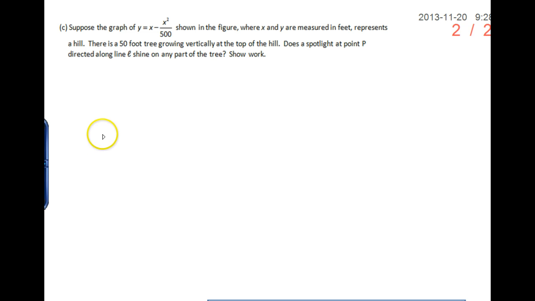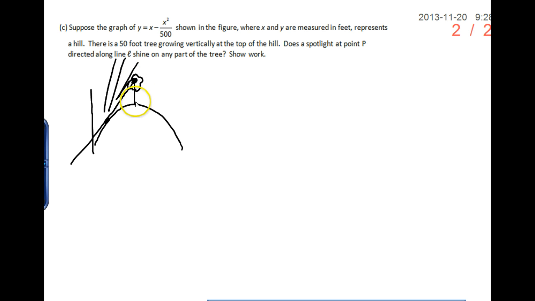So what you have to do is think about the picture. Now I'm going to redraw the picture here. You have a tree on top, and you've got this point Q and point P over here that is directed along line L. So what we're really saying is that the light will shine everywhere above that line, but below will not, because that will be taken up by a shadow. So we are basically asking, is this line going to be less than 50 feet above the top of the curve?